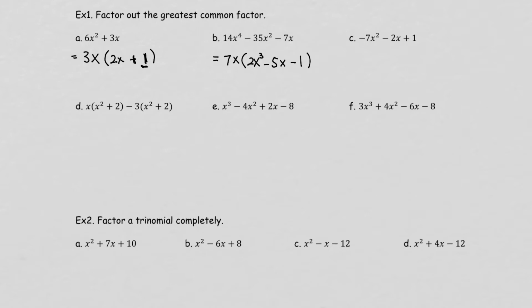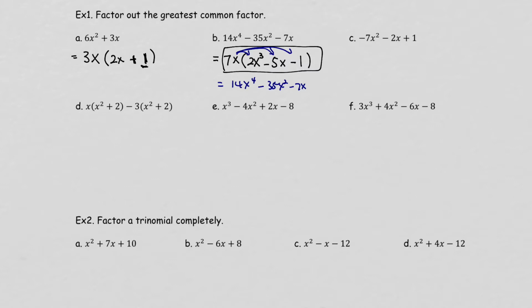Again, when you're multiplying back, you need to get whatever you started with. So if you multiply this back, we do the distribution, then you're going to get 14x to the 4th minus 35x squared and minus 7x, right? When you multiply back, that's what you need to get if you factor right. So that will be your solution right here when you're factoring the greatest common factor.